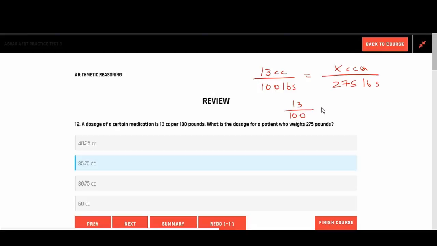This is going to be 13 over 100 equals x over 275. Again, this x is in place of how many cc's per 275 pounds we need. To solve proportions, you cross multiply. That is, you do 100 times x and 275 times 13. Let's go ahead and work out 275 times 13.